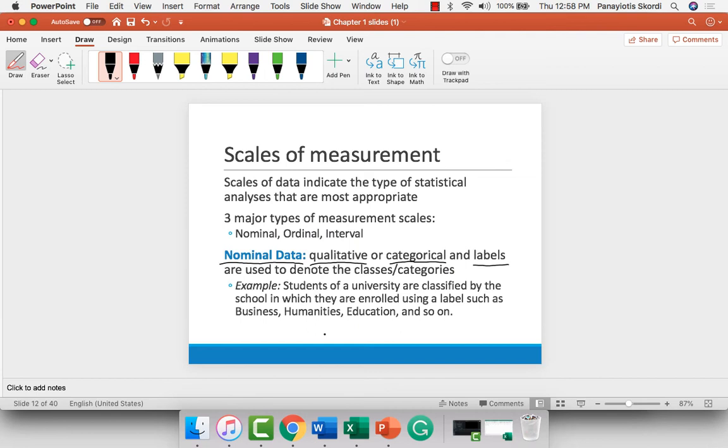And it doesn't make any difference with nominal data. If you're in the business school, in humanities or education, one is not better than the other. If I ask you what your favorite color is, and one person says blue and the other says green, one's not better than the other. There's no ranking. It's just descriptive language where the ranking or the order of the information is not important.